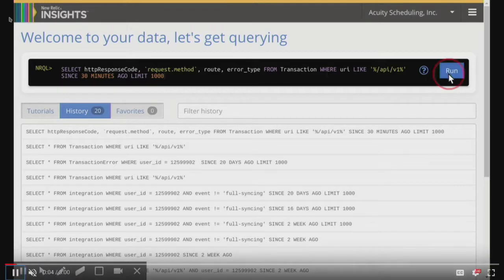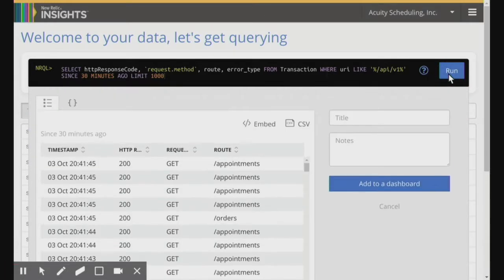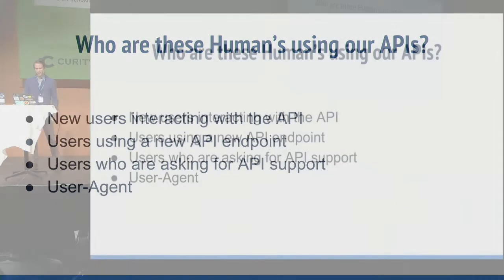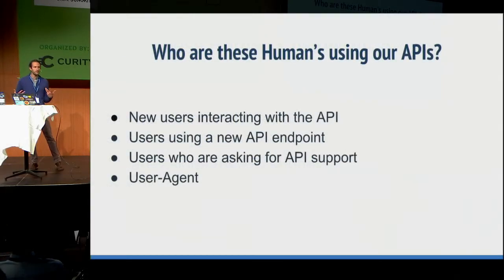All right. So this is a lot of data. And from this data, how do we figure out who the humans are? If we can narrow in on these humans, we can gain that important insight that we're looking for about the developer experience and start to iterate to improve things. So we do this in a couple ways.